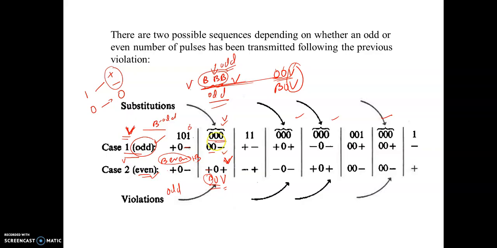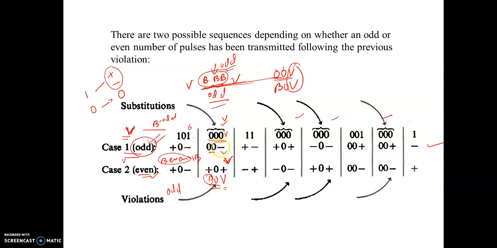Okay, now you consider the first case. I explained the first problem. So you have 1, I replace it with plus, 0 is 0, 1 is negative. Then you have triple zeros. With triple zeros anyway, your last one will be a violation. You have to find out what is the number of B's between these two violations. You assume it is odd. Since you don't know the previous violation, you assume it is odd. Since it is already odd, you can replace it with 0, 0, V.